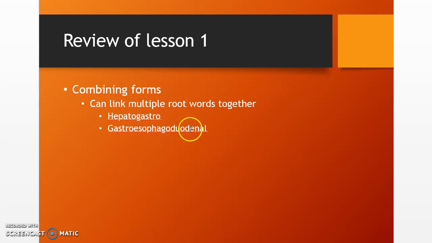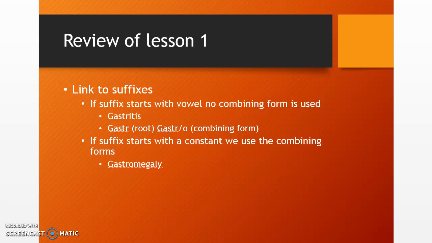And here's another example. Gastroesophageal duodenal. Right, gast, this right here is the root word. Gastro is the combining form. When we're linking two root words together, we always use the combining form. When we're linking gastro with a suffix that begins with a vowel, we would lose this O and it'd just be gastritis, and I have that on another slide. So number one, you can do that.